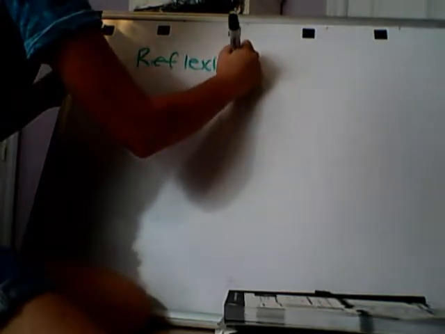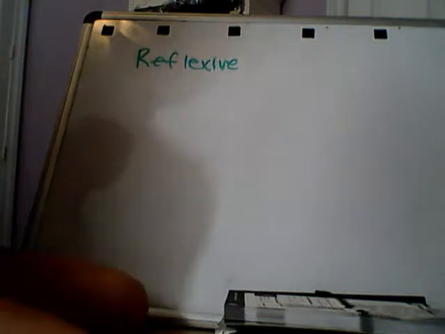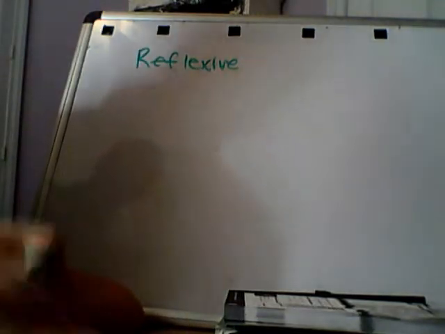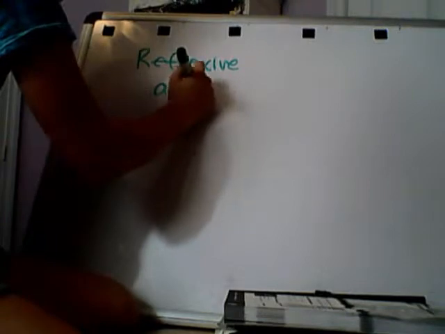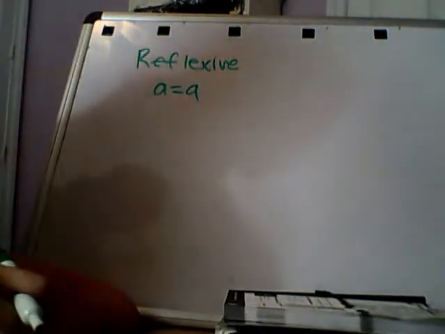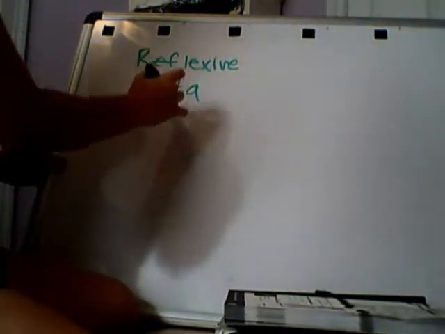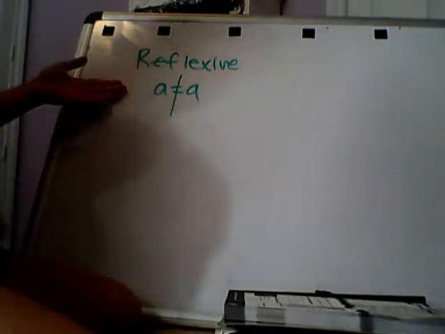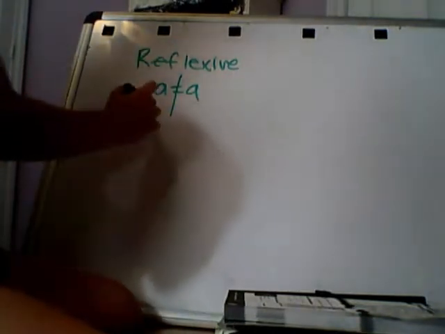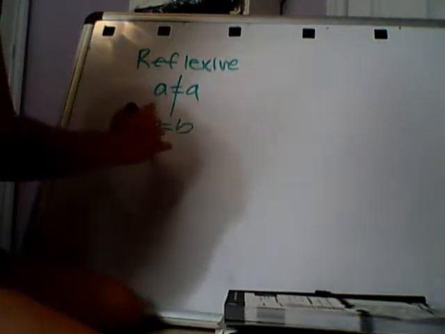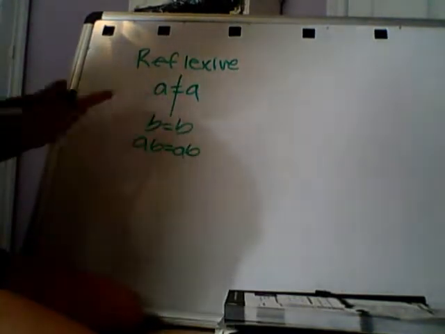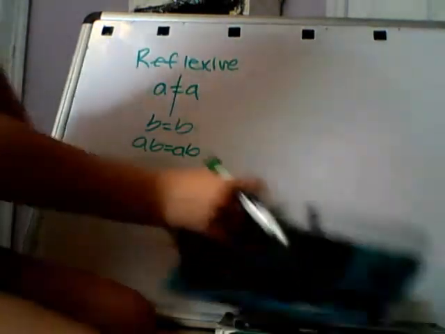Okay, this is always one of my favorites. So first we have what is called the reflexive property. What the reflexive property tells us is that A equals A. So it's like a mirror. Whatever I have on this side, I have on this side. So B equals B, AB equals AB. It's the same carried over. Very, very simple.